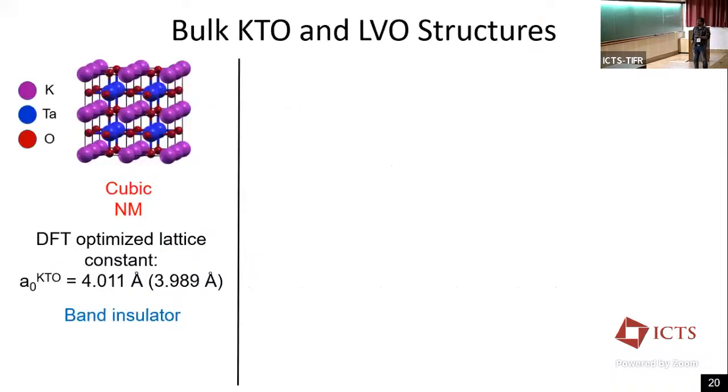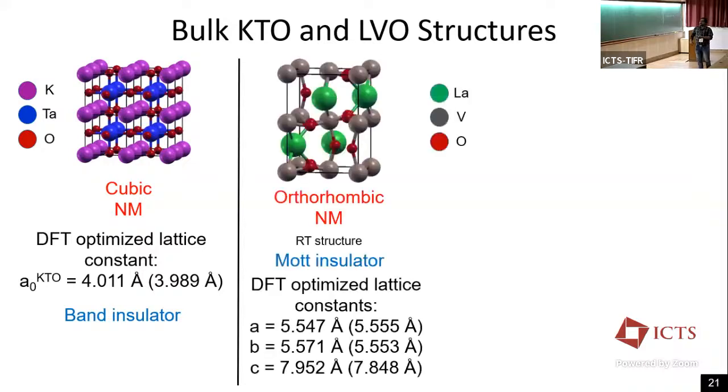Now these are my computational details. So first I will discuss the results of the bulk or individual materials. So this is the KTO, which is cubic and non-magnetic at all temperatures. And this is a band insulator. These are the experimental and theoretically calculated values of the lattice constants.